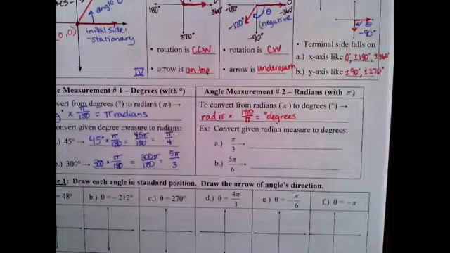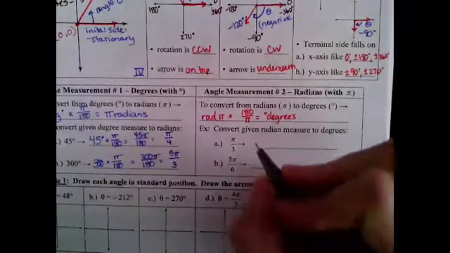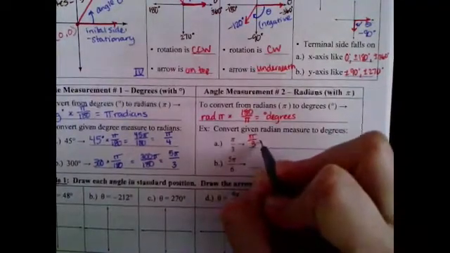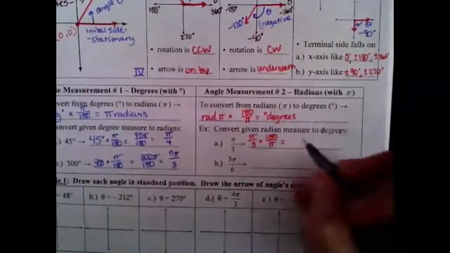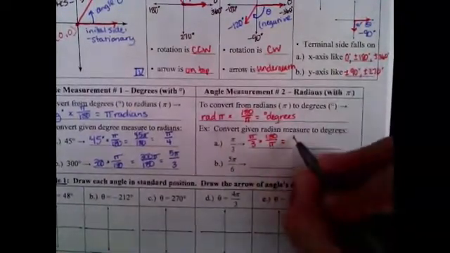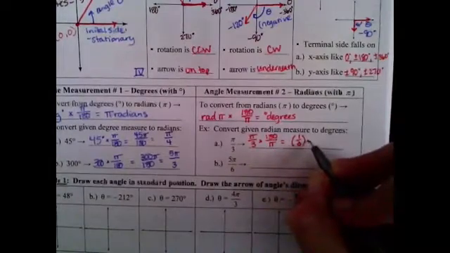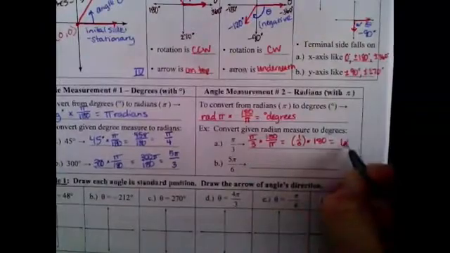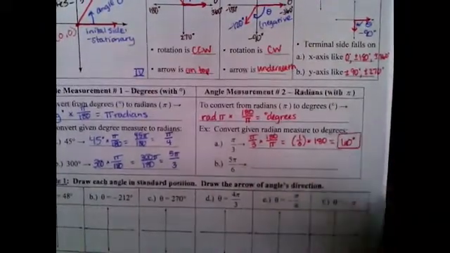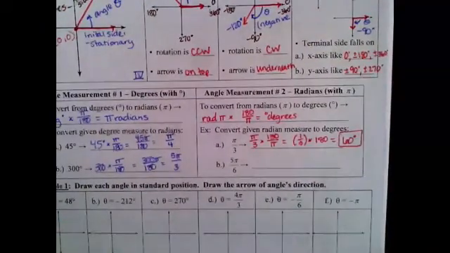So for A, we have pi over 3. I'll keep it going in red, I guess. So I would do pi over 3 times 180 over pi. The pi's would cancel. The fraction here would basically be 1/3 times 180. And if you do 1/3 of 180, you get 60, and we are in degrees. Go ahead, pause the video, try B on your own. Come back to the video to check.